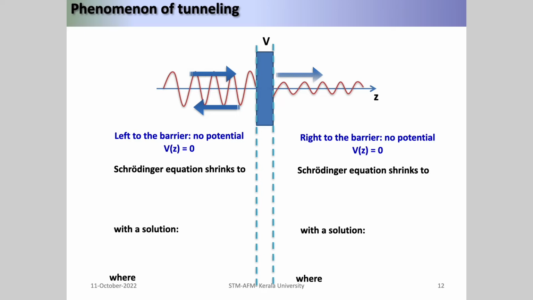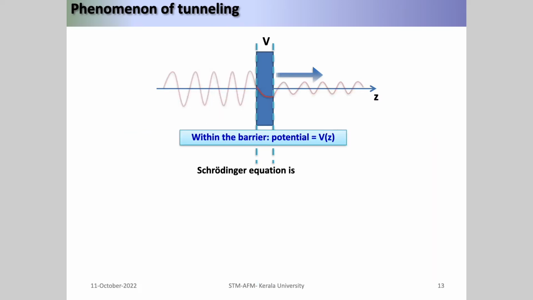This is a second order differential equation. So we have a solution, which is e raised to ikz for the coming wave, and when it is going back, e raised to minus ikz. Okay, so we have an incoming wave and a reflecting wave. Don't worry about this, you don't have to write it down. I'm just explaining what tunneling is.